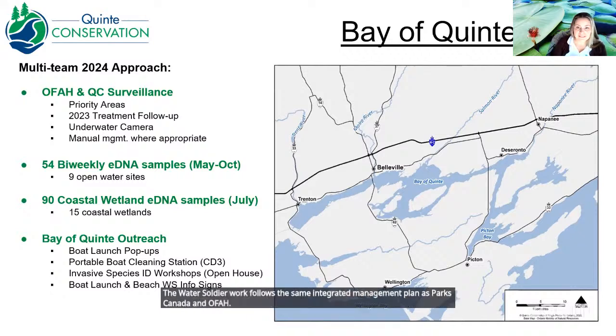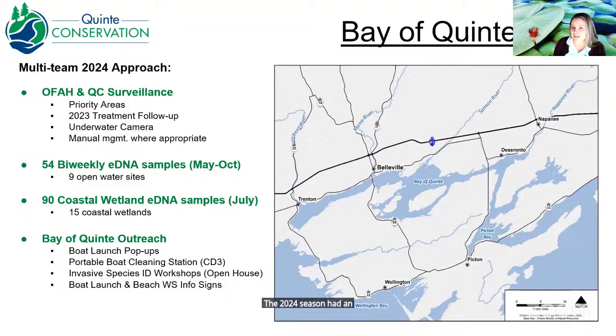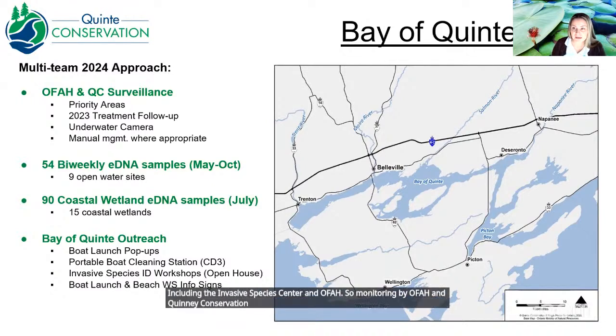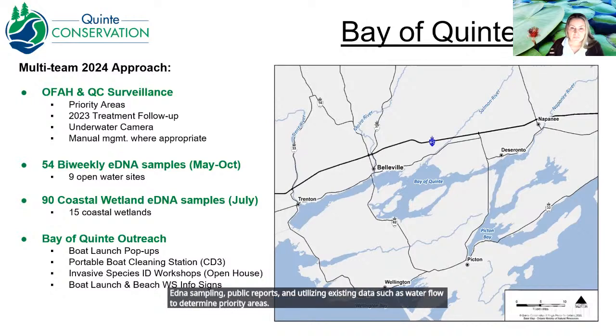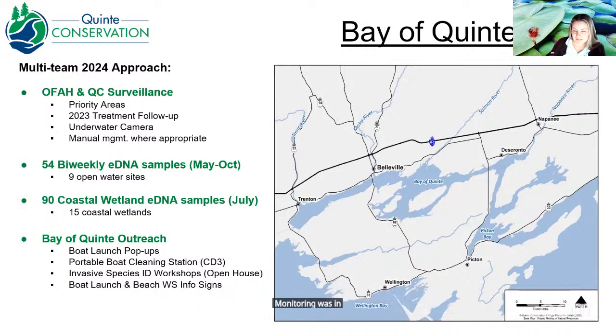The 2024 season had an increase of resources and a multi-team approach with other organizations, including the Invasive Species Center and OFAH. So monitoring by OFAH and Quinte Conservation targeted priority areas that were identified in 2024 through various indicators such as previous populations, monitoring work that had been done, eDNA sampling, public reports, and utilizing existing data such as water flow to determine priority areas. Monitoring was in part guided by the eDNA detections.